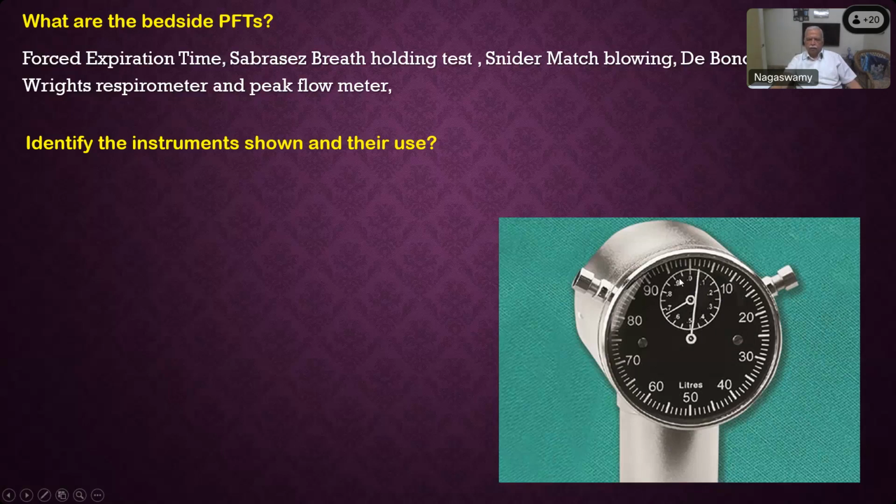And when you ask the patient to breathe out maximally after a maximal inspiration, this outer one will show the total volume that is exhaled. So that is the purpose of these two dials. There are two button-like things here. Can you tell me what is this for?